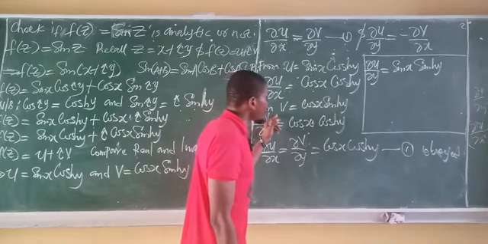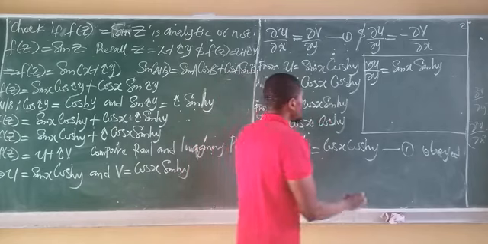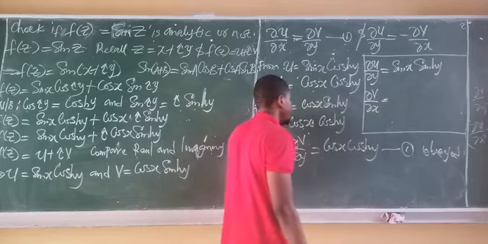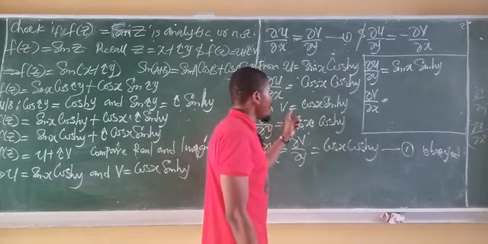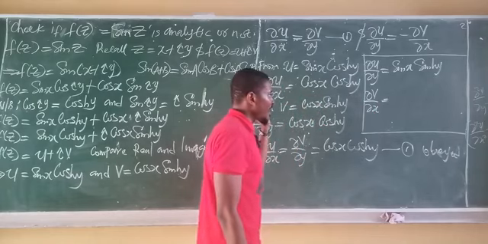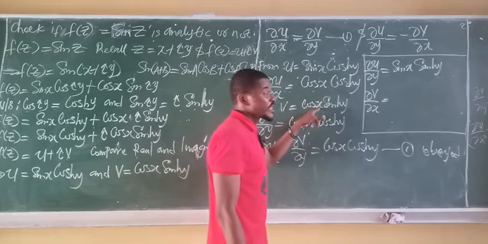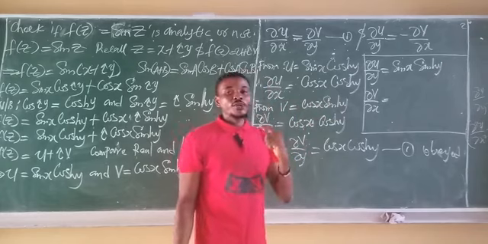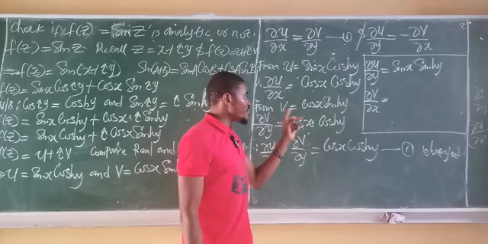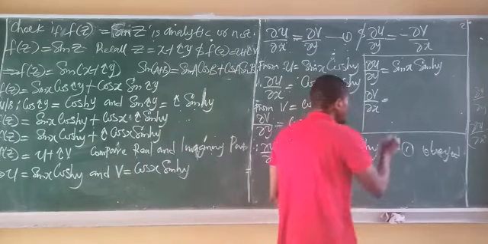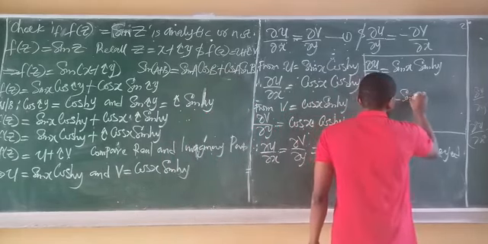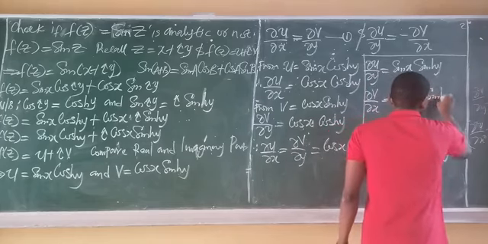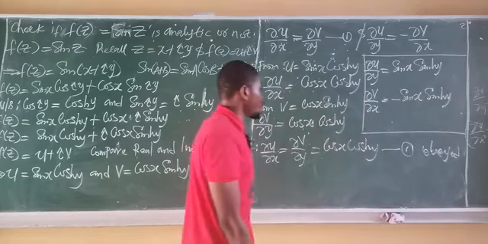Also, from v equals cos x sine y, you differentiate v partially with respect to x. So we have to differentiate cos x, the one that contains x, and not the one that contains y. If you differentiate cos x, remember, you have minus sine x. That gives you minus sine x. Now you keep sine y as a constant.